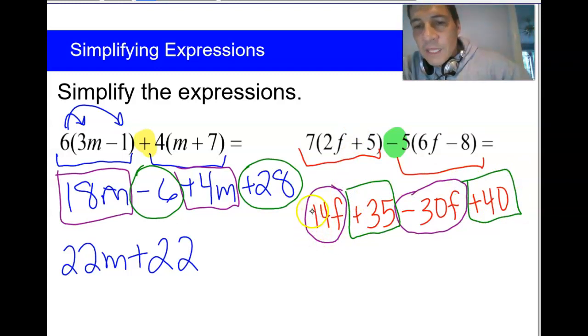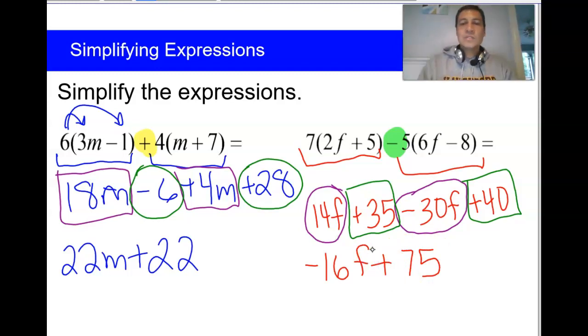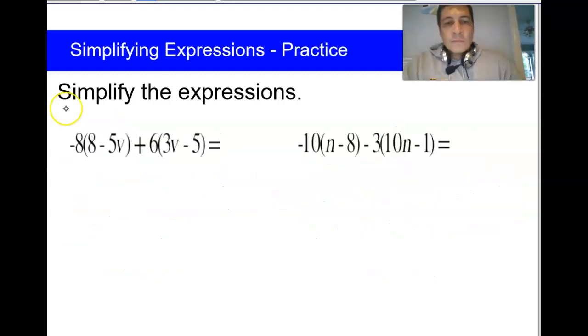When I combine my like terms, 14f plus negative 30f, that's negative 16f. Positive 35 plus 40, that is 75, and it is positive, so I put a plus sign between the two of them. All right, here are a couple for you to try on your own.